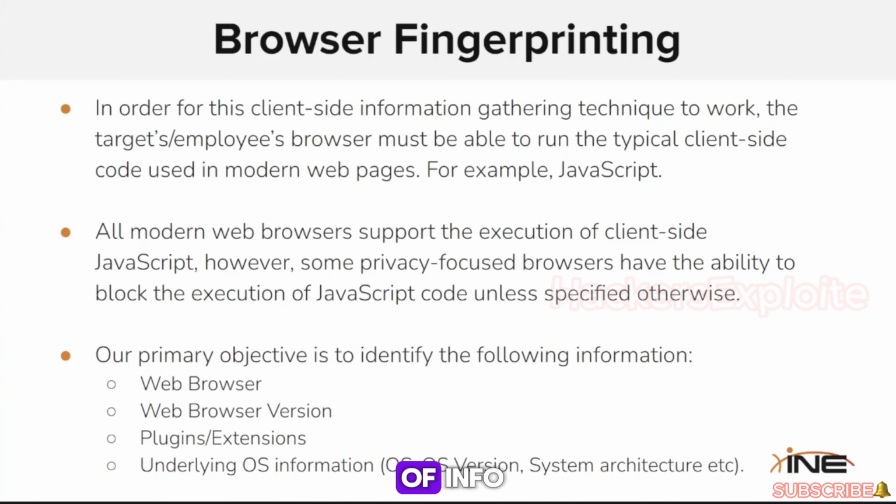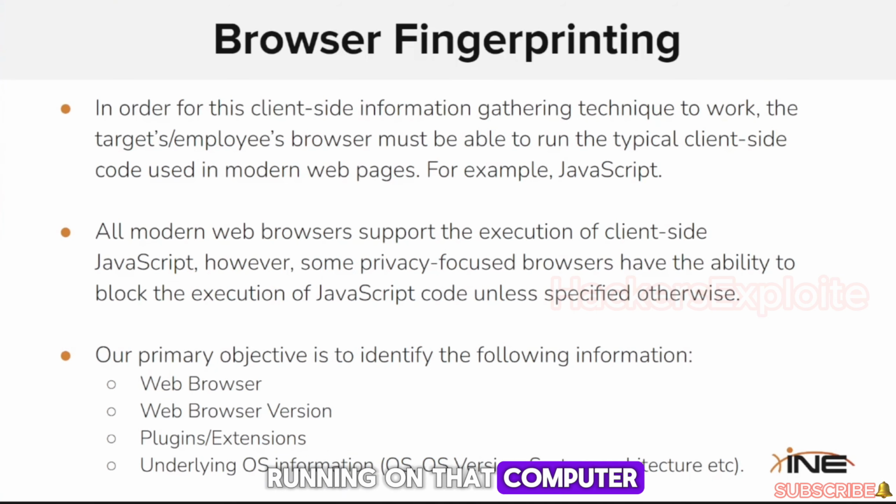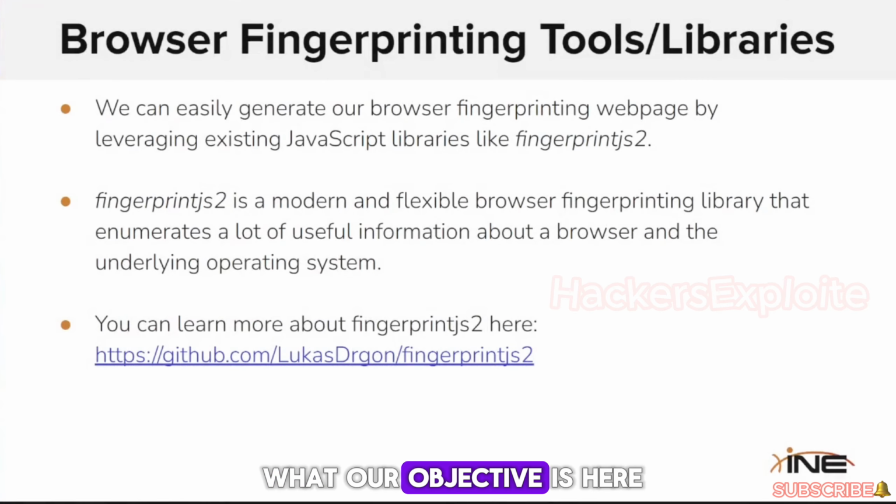And the final piece of info, which again is not always something you'll get, is the underlying OS version. So what operating system is running on that computer? Is it Windows, Linux, Mac, etc.? We can also, in certain cases, get info like the actual operating system version, which is fairly easy to identify, and the system architecture. So is it 32-bit or 64-bit? And that's really what our objective is here.